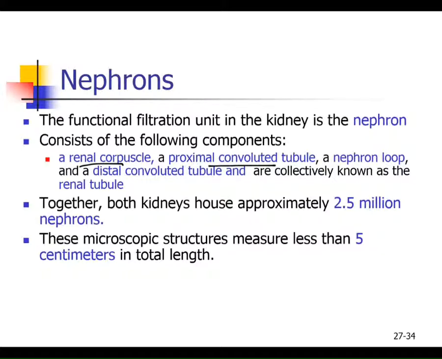There's a renal corpuscle, then a proximal convoluted tubule, what's referred to as the nephron loop, and then the distal convoluted tubule. If I could stretch that little bit of tubing out, it would be about 5 centimeters in length or 2 inches. So that means you've got about 5 million inches of tubing because you've got about 2.5 million of these nephrons squeezed into your 2 kidneys.